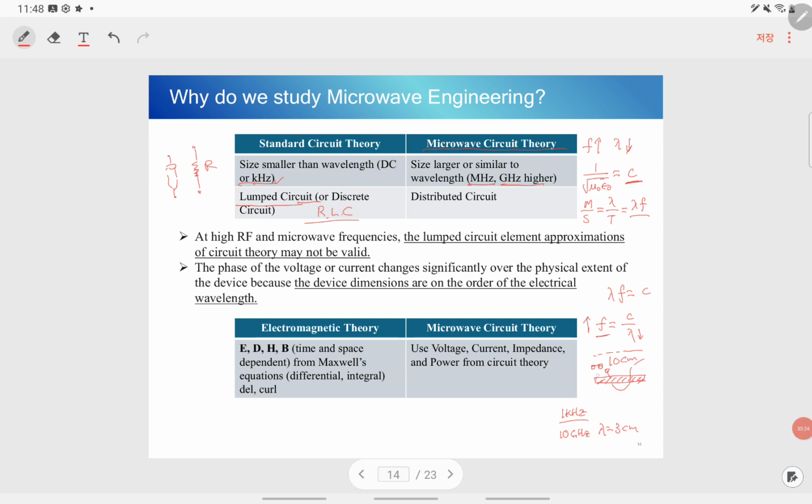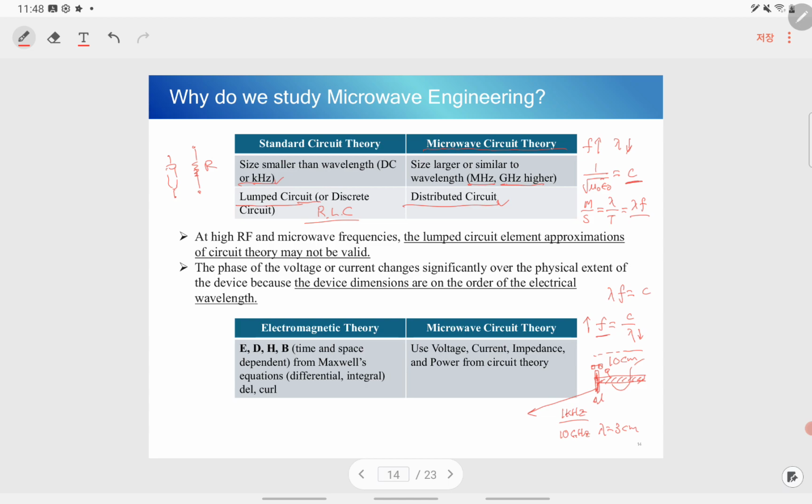So we need to divide this wire into very small pieces, let's say delta L. We represent this small portion with a distributed circuit. So basically in microwave circuit theory, we should use a distributed circuit and not a discrete circuit. This is a big difference.